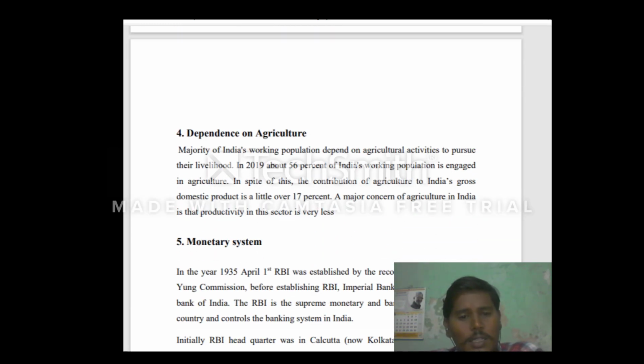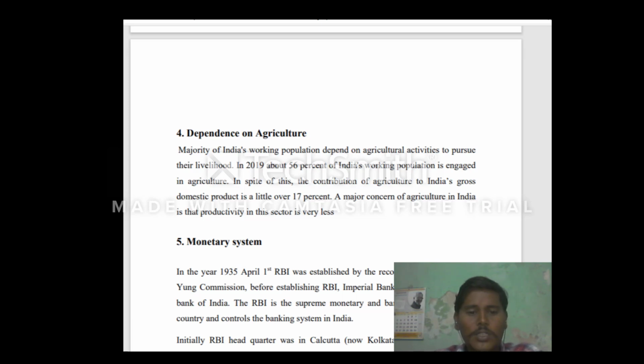So let us understand how much population is depending on agriculture. As we read when we were students, we used to say that agriculture is the backbone of the Indian economy because more than 75% of India's population depends upon agricultural activities. But according to 2019, the dependency on agriculture has come down from 75% to 56%. So presently 56% of India's population depends on the agriculture sector.